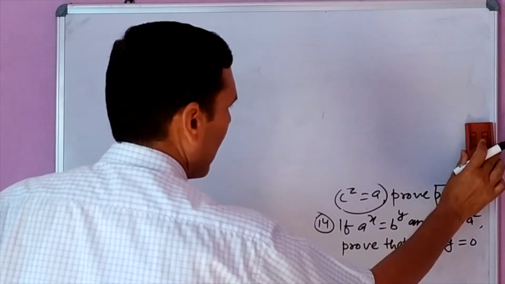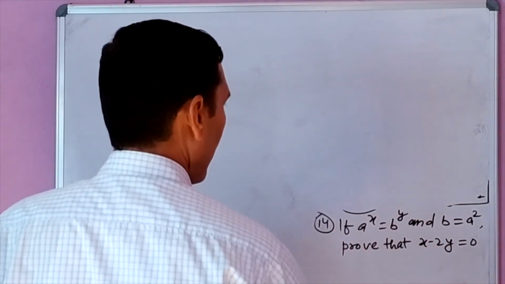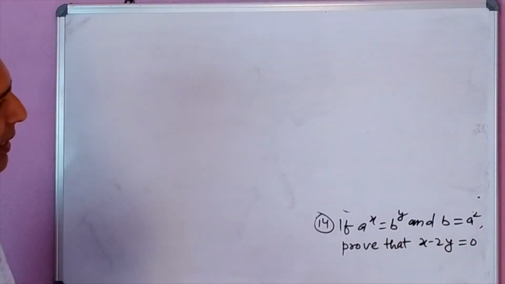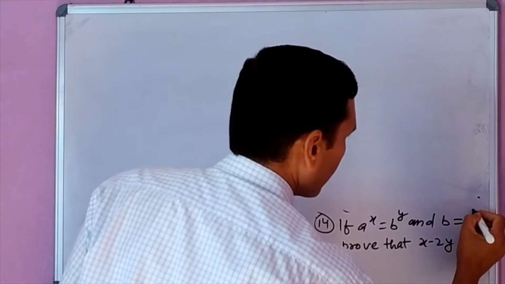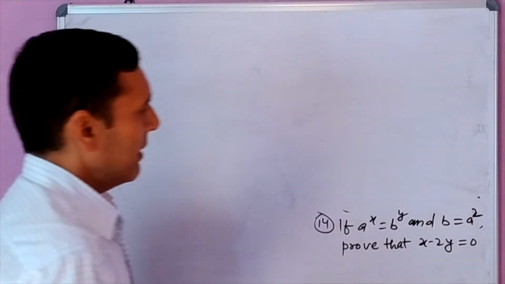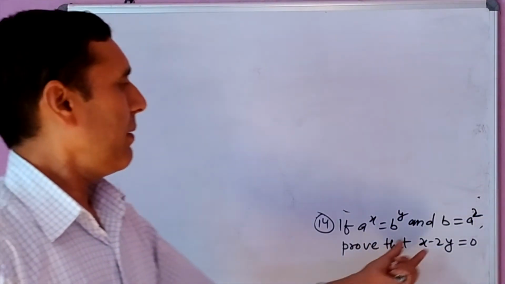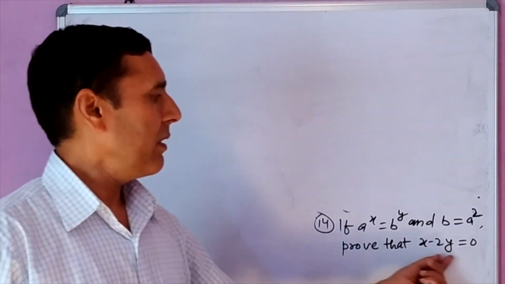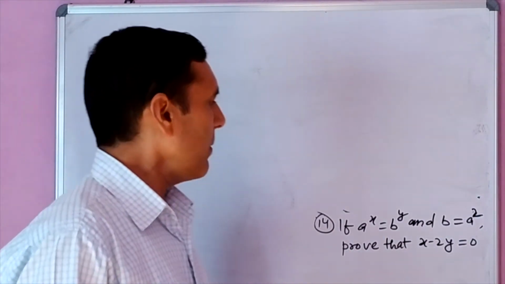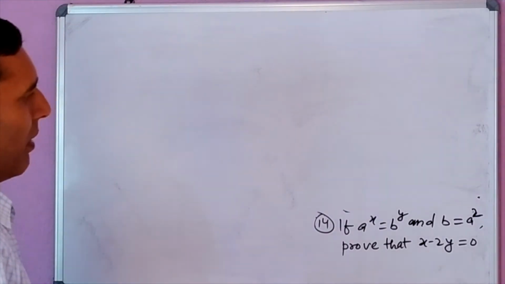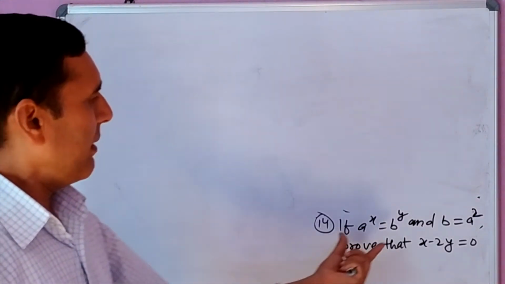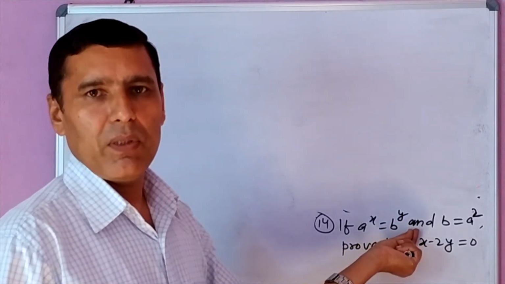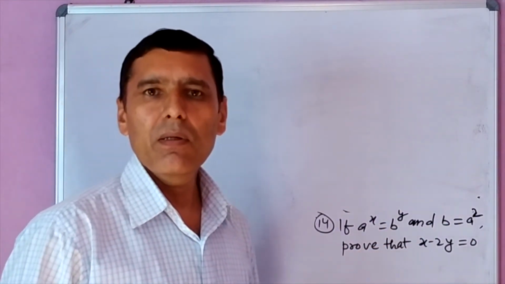Now we have the last question here, question number 14. It is also similar to question number 13. Here also we are given the condition a to the power x is equal to b to the power y, and b is equal to a square. With the help of this condition we have to prove that x minus 2y is equal to 0. The main thing here is that we are given two conditions: a to the power x is equal to b to the power y, and b is equal to a square.